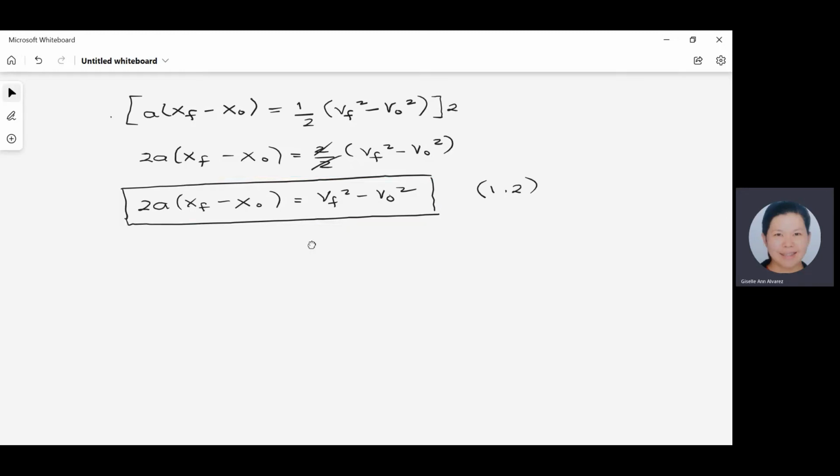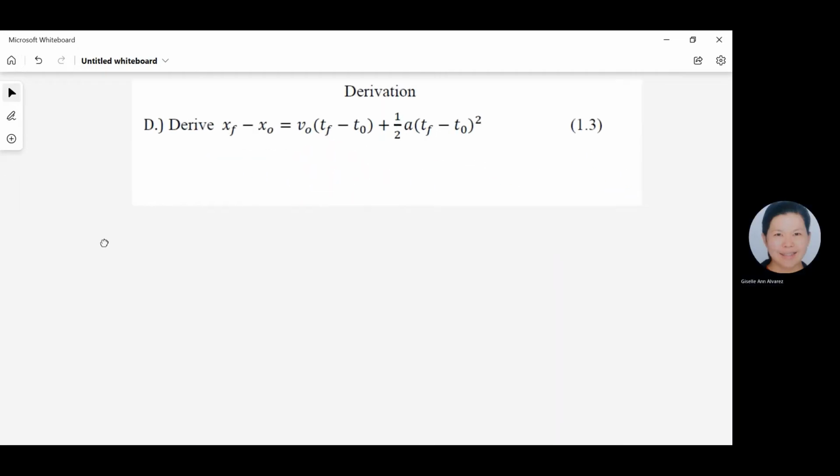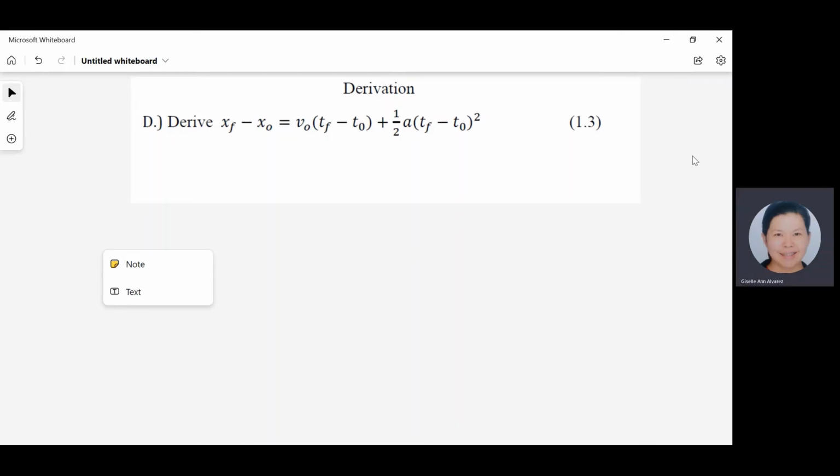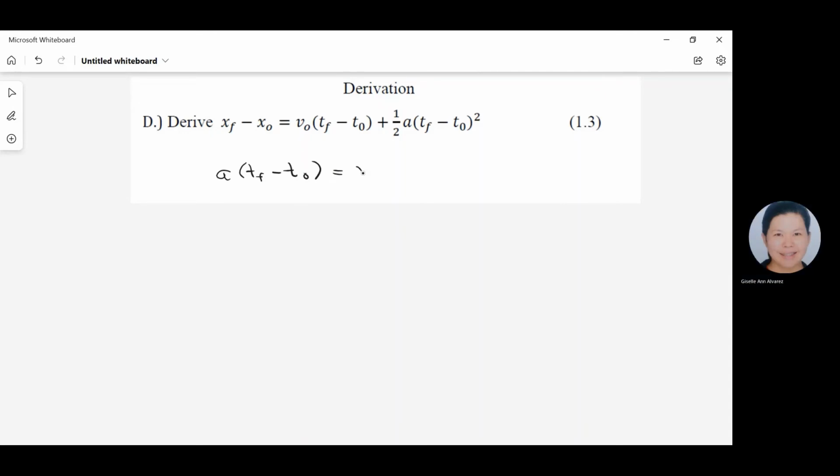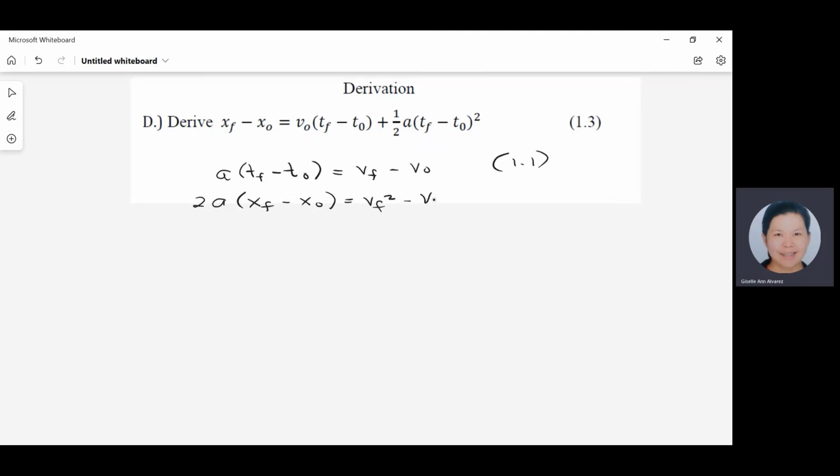We'll now derive the third equation, equation 1.3: xf minus xo is equal to v naught times tf minus t naught plus 1/2 a tf minus t naught squared. This equation can also be obtained using calculus, but here we will just use algebra. We recall the two equations 1.1 and 1.2. For 1.1, we have a times tf minus t naught equals vf minus vo. This is 1.1. The second, we have 2a times xf minus xo equals vf squared minus v naught squared.